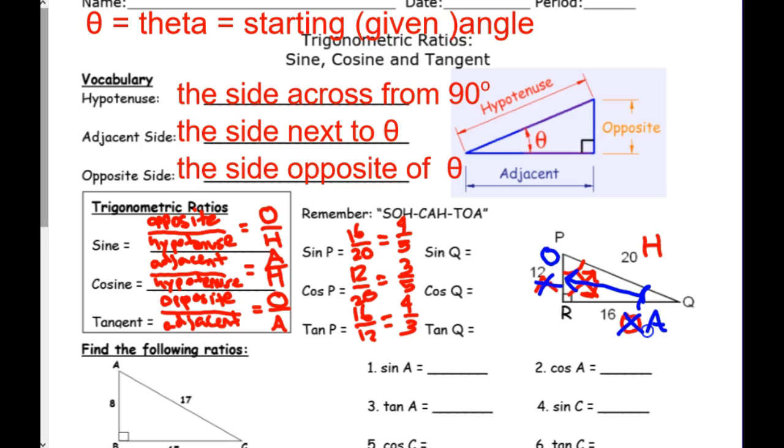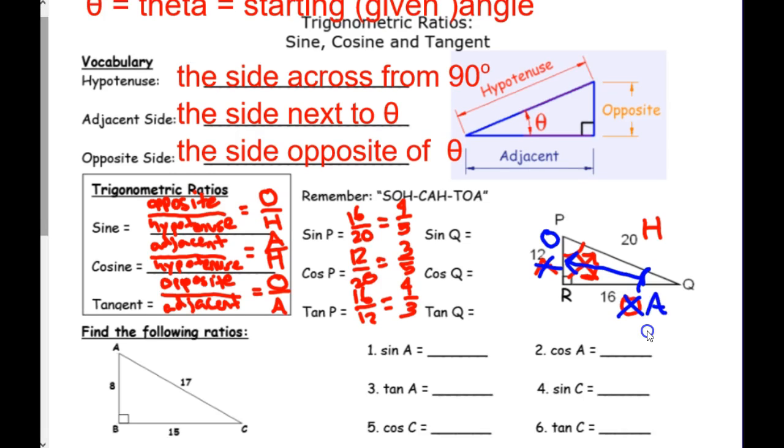So let's talk about that. Sine of Q. Who thinks they can't do this? All right, so let's start with sine stands for what over what? Well, you'll help me, I'll help you. Sine means what over what?